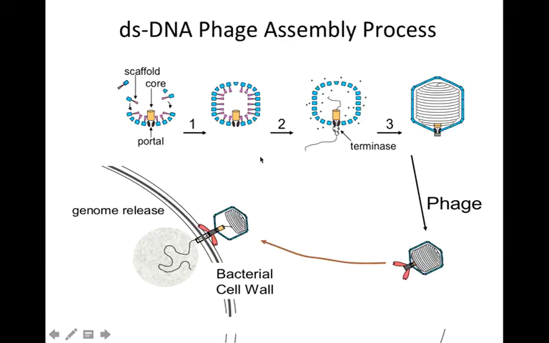So in the remainder of my talk, I will first talk about how we get a structure of this infectious particle, and secondly, we'll talk about the so-called procapsid before the DNA is encapsulated, and then lastly, we'll talk about how we can determine the structures of the phage particle inside the infected bacteria.